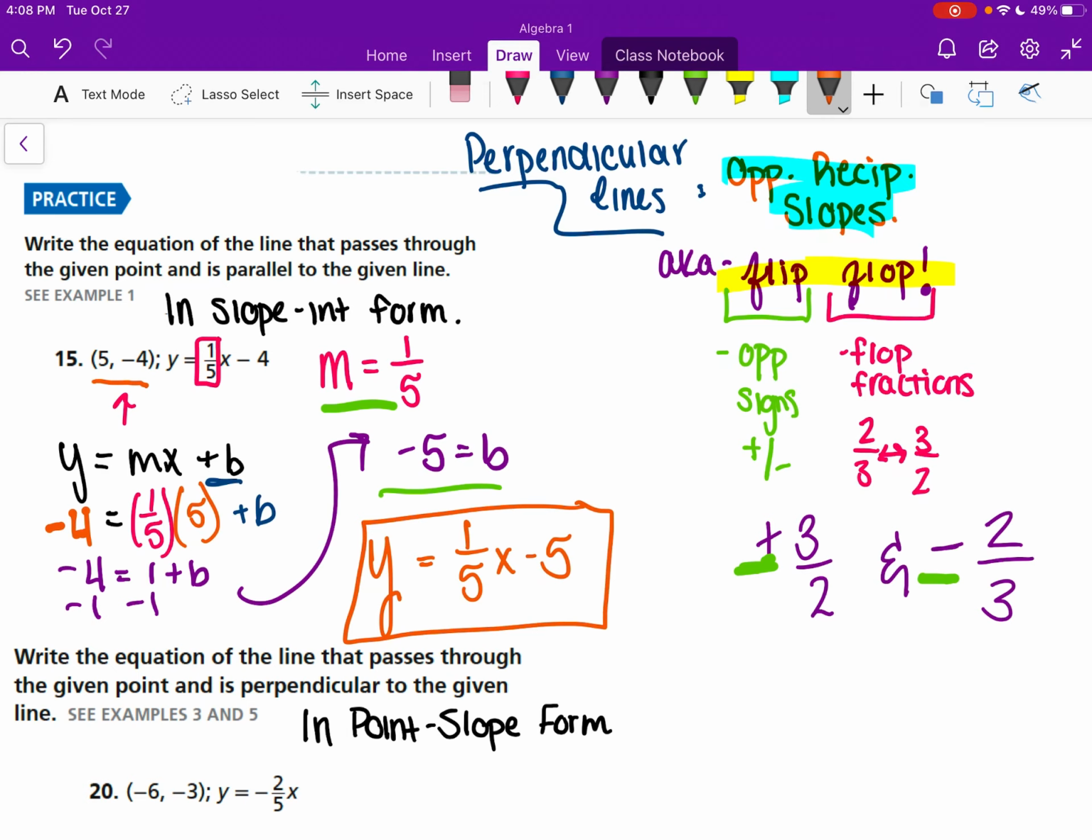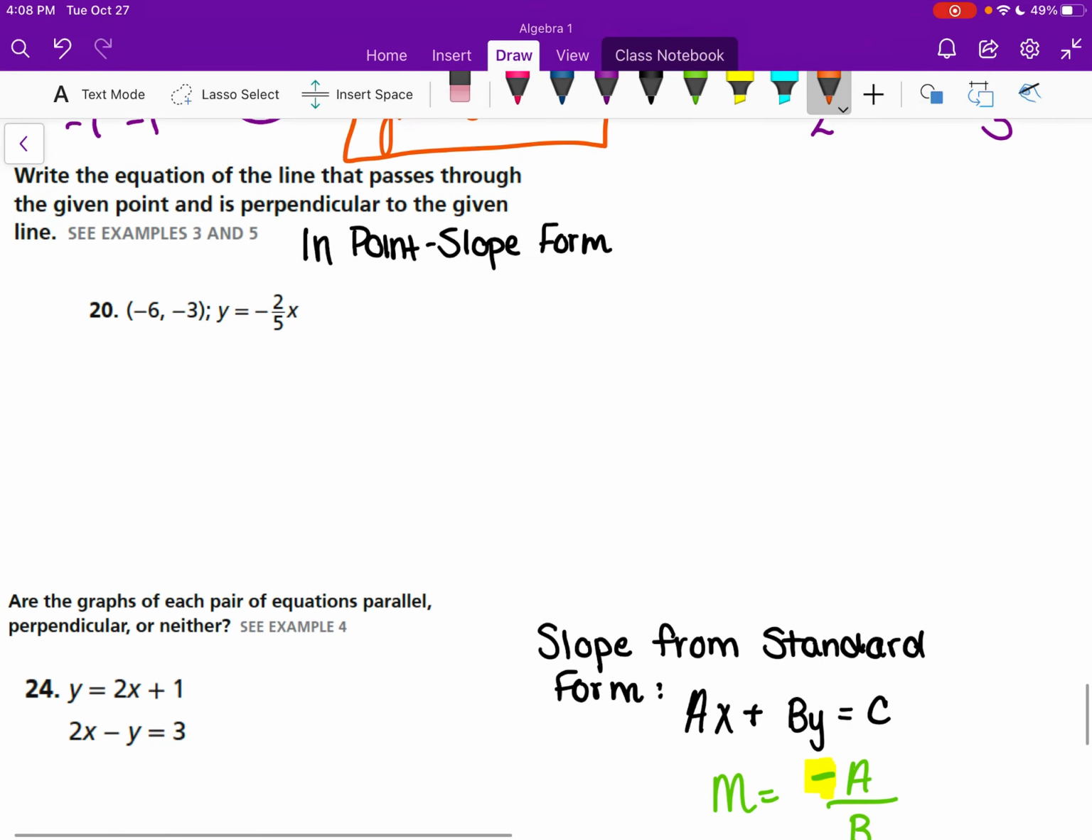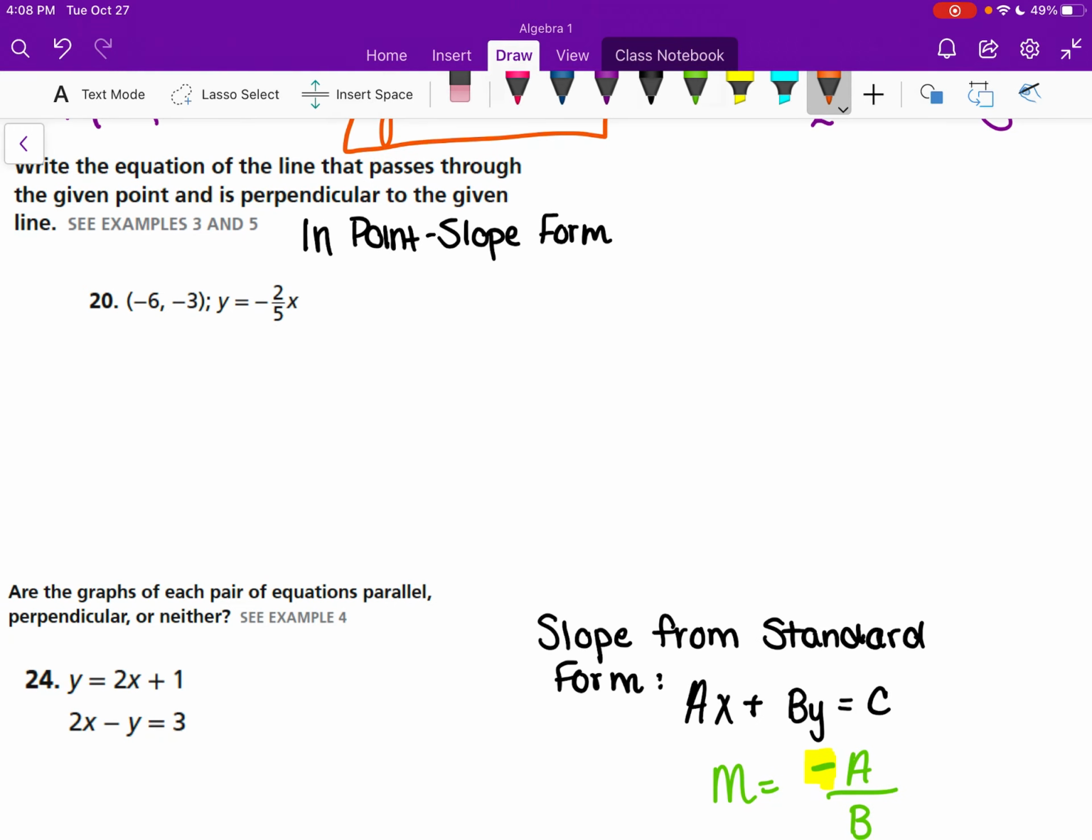If it asks you for slope-intercept form, use that. If it asks you for point-slope form, or if it doesn't specify, you can use either. But for the next example, let's review point-slope form. This says write the equation of the line that passes through the given point, x comma y, and is perpendicular to the given line.